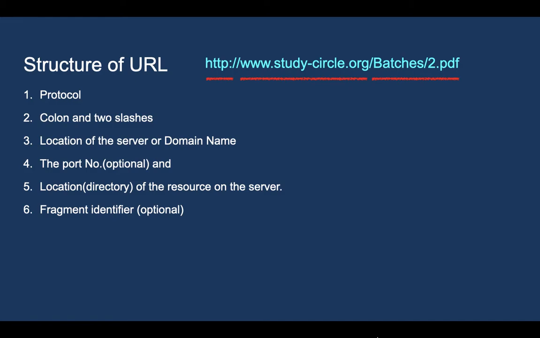So what this particular part is telling you, or I'll do one thing, I'll explain the meaning of the entire URL now. So what this URL is telling the server over here, it is telling that I am interested in a file called 2.pdf, which is inside a directory called batches, which is on the website studycircle.org. Okay, so till here I have explained 4 parts of URL: the protocol, colon 2 slashes, location of the server or domain name, and the directory structure. Now, 2 things which I haven't explained over here are the port number and the fragment identifier.